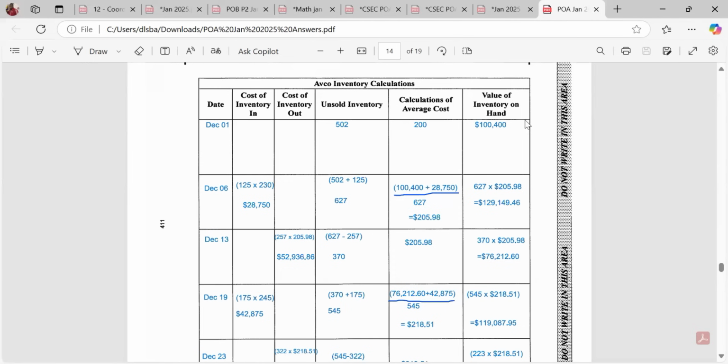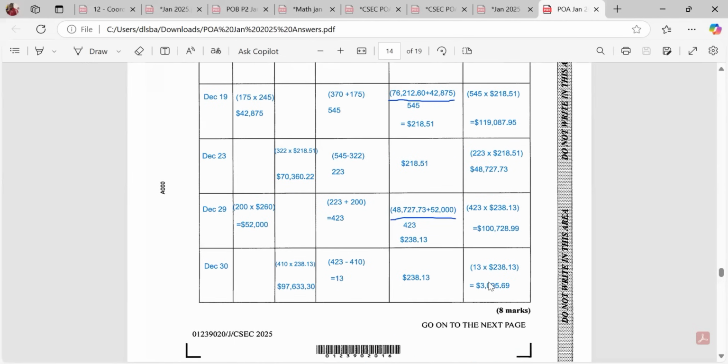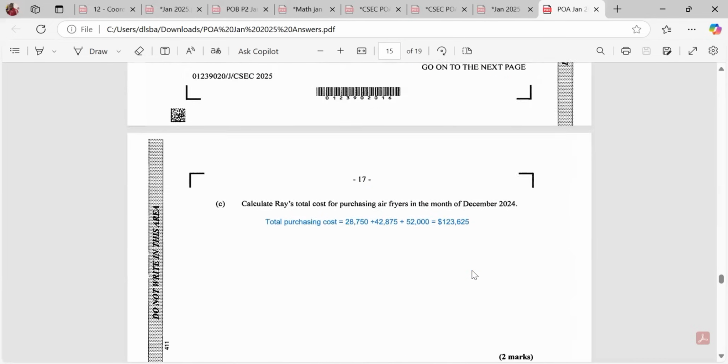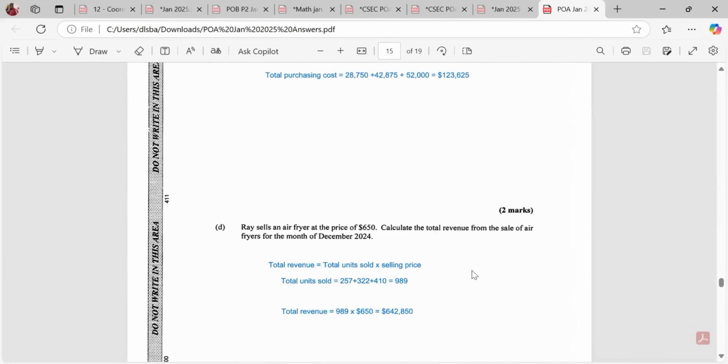Opening stock or opening inventory. This is the value of the goods at the end of the year. What do we call that? Closing stock or closing inventory. So I have my sales, I have my purchases, I have my opening stock, and I have my closing stock.